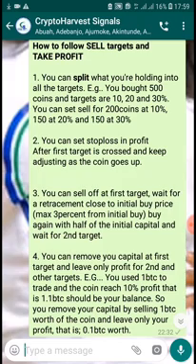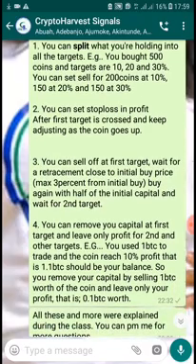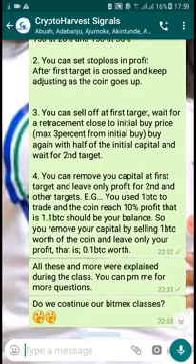so this is where we get to other patterns of taking profit. Number 3 there is you can sell off at first target, wait for a retracement close to initial buy price, which is a maximum of 3% from initial buy. Buy again with half of the initial capital, wait for second target, and then buy again with initial capital and wait for second target. Now I'm going to explain that later. Let's go to number 4.